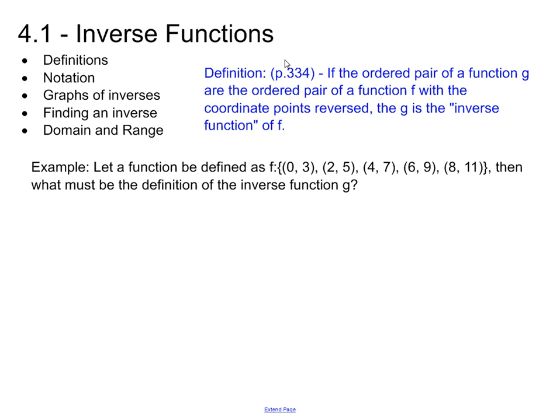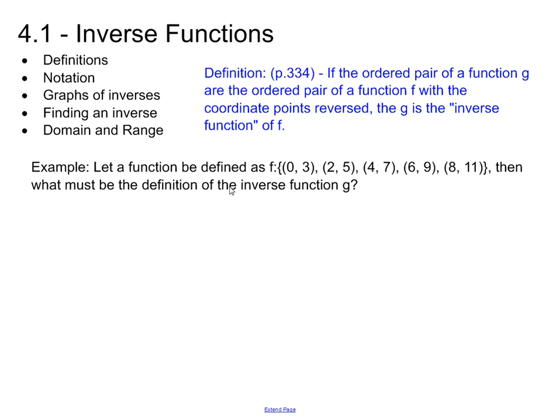So there's this definition on page 334. It says if the ordered pairs of a function g are the ordered pairs of a function f with the coordinate points reversed, then g is the inverse function of f. Well, that seems a little bit like a difficult idea to interpret right here. Let's go through an example.